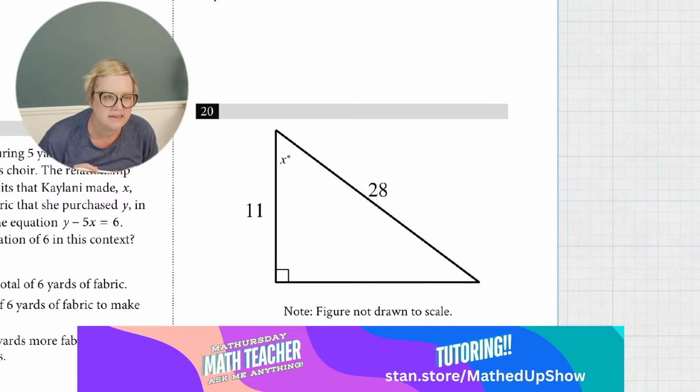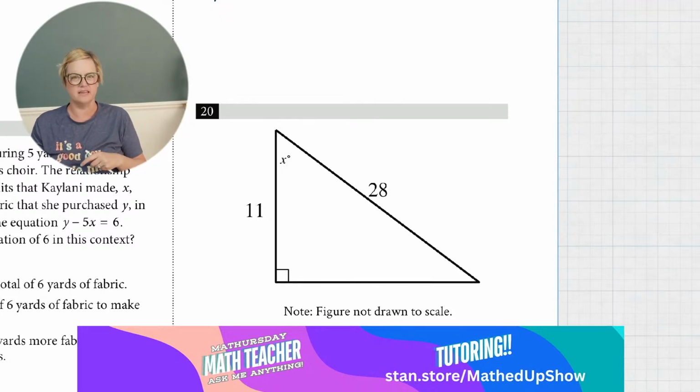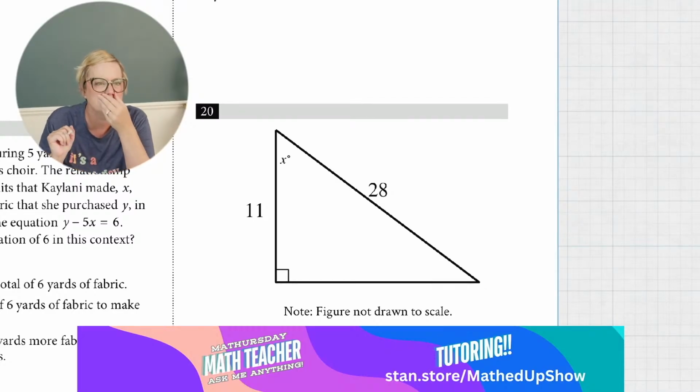For DAT math. What is the DAT? So these are SAT questions, but I'm not sure. DAT math section. Very good.